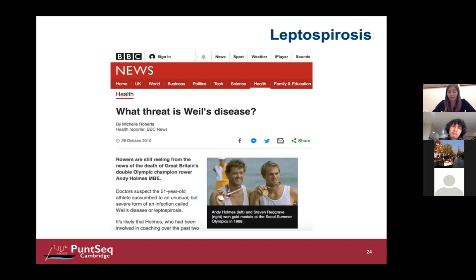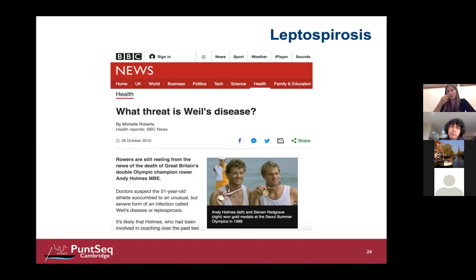Rowers are particularly exposed to leptospirosis, which is caused by water that has been contaminated by the urine of infected animals, often mice and rats and so on.